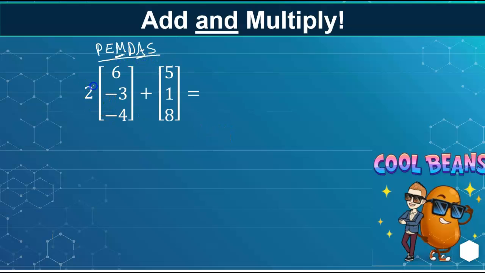Okay, so we'll perform this multiplication, 2 times each of these elements. 2 times 6 is 12, 2 times -3 is -6, 2 times -4 is -8. And now we need to add the second matrix, which is 5, 1, 8.